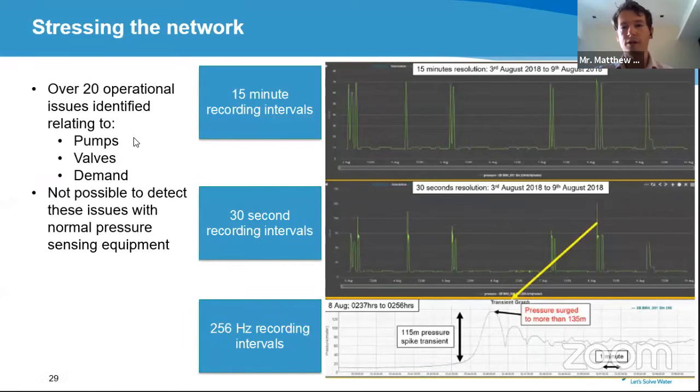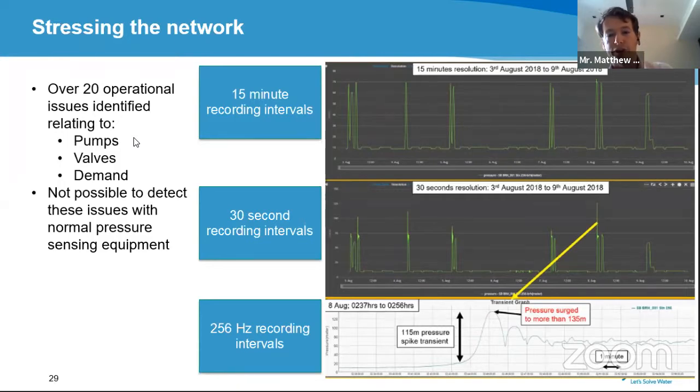But one of the key aspects of the system is using the high rate pressure, the pressure transient data, to determine if the pumps or other network assets may be damaging the pipelines before the leaks occur. So using this method, we've identified over 20 operational issues across the network. They're relating to pumps, valves, or unusual demand patterns.